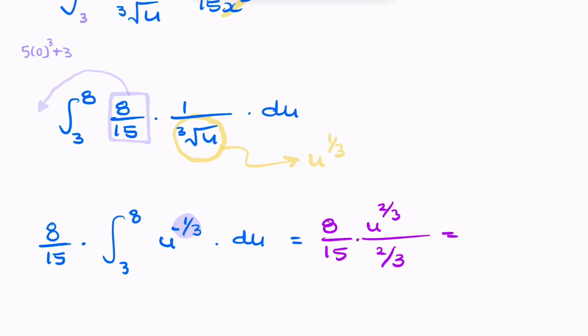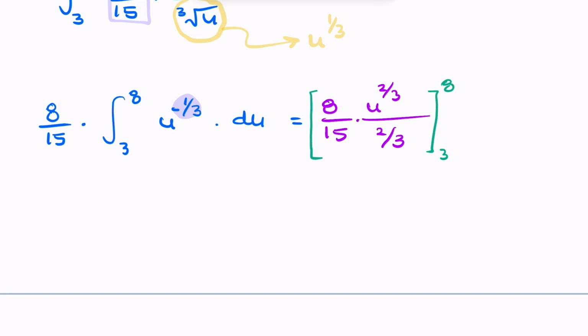Don't forget to put the limits. So we've got limits from 3 to 8. Now, we can simplify that. That becomes 4 over 5. So my integration is now 4 over 5 u to the power 2 over 3, and my limits are 3 to 8.